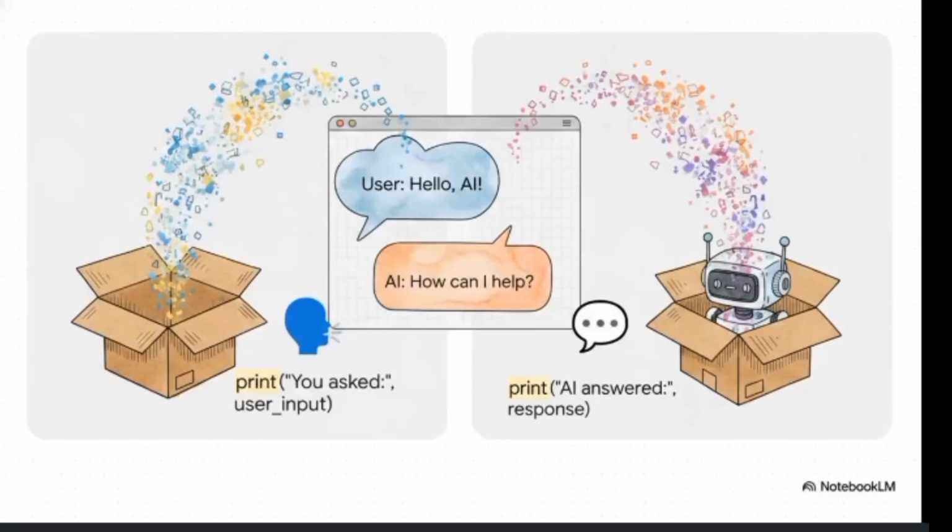Finally, to make that conversation happen visually on your screen, the program just has to print what's inside those boxes. For the user's side, the code says print, "You asked," user_input. It's just combining a static piece of text with whatever is currently sitting inside the user_input variable box. And for the AI side, it does the exact same thing. Print, "AI answered," response. When this code actually runs, it perfectly mimics that dynamic back-and-forth conversation interface you're so used to seeing. It's just seamlessly pulling data back out of the variables to create a dialogue.